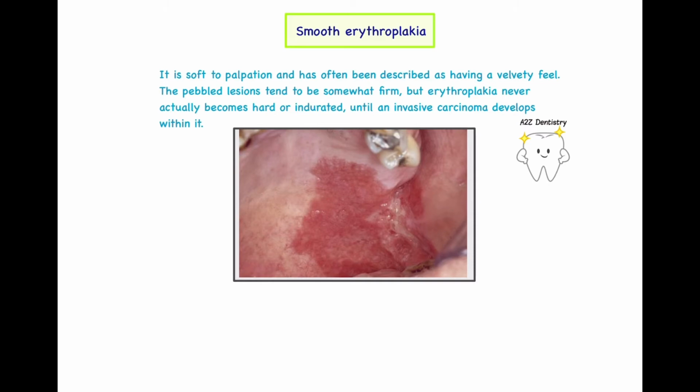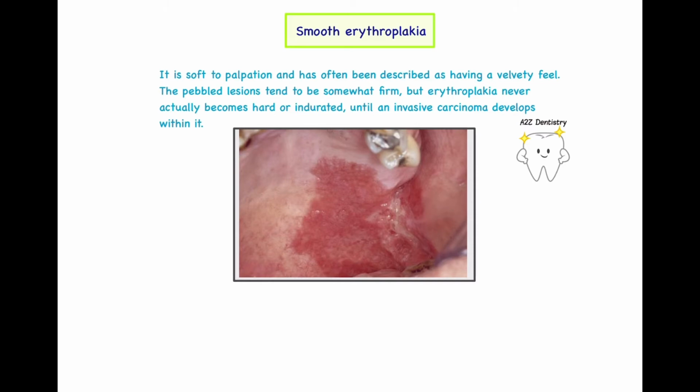In homogeneous form and also in the speckled form, the lesions were soft in consistency, but here in the smooth variant the lesions might be somewhat firm, right? But actually this type or any type of erythroplakia in general can never become hard or indurated. Induration is characteristic of carcinomas, particularly SCC, that is squamous cell carcinoma. So this lesion will never really become hard or indurated.